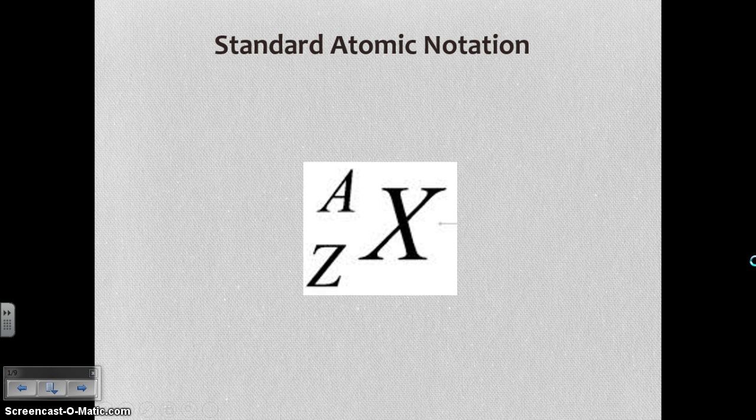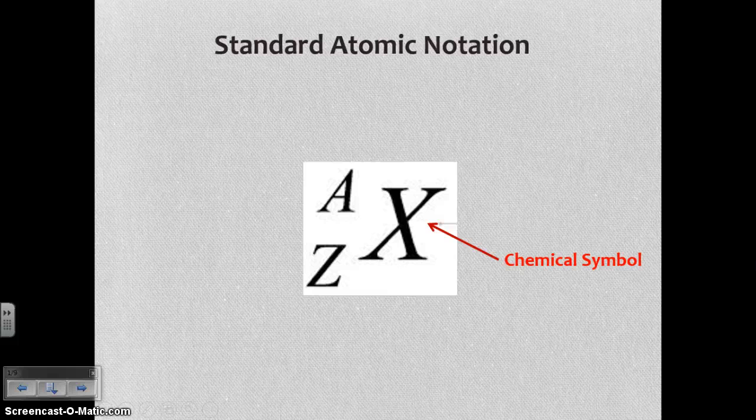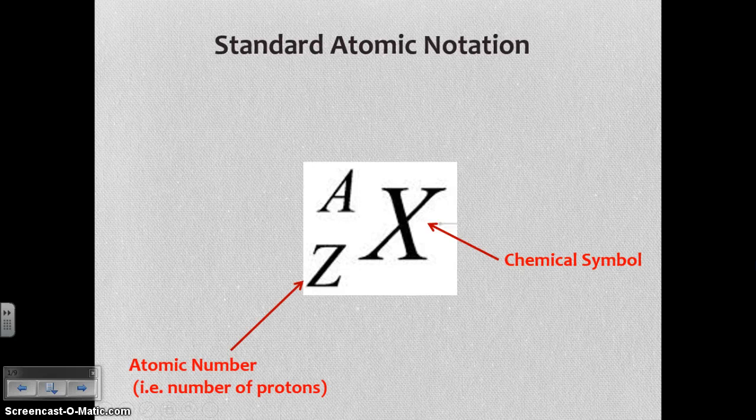Anyway, to get things started, standard atomic notation. Standard atomic notation is just another way that chemists represent elements. How they represent it is they give three pieces of information. The first piece is the chemical symbol, so O for oxygen, B for boron, K for potassium, etc. Then on the bottom we give the atomic number, and this represents the number of protons that that atom has.